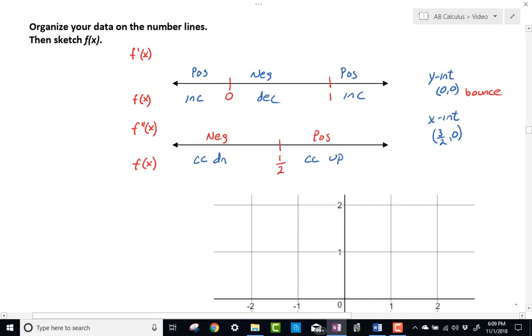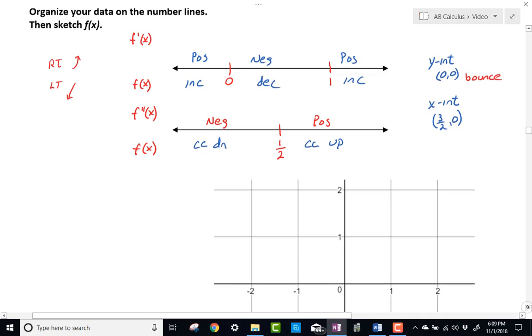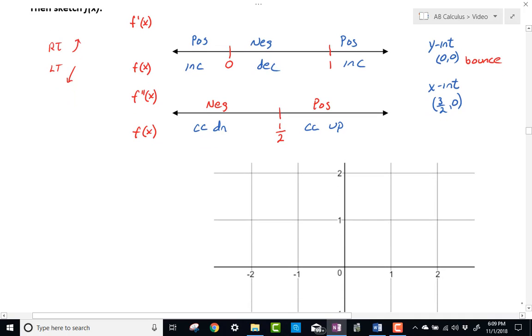What else did we have from the first page? We knew that the right side was up. Okay? So we knew that the right was up. We knew that the left was down. So we know that's happening. We already talked about the domain and range. We should see that in just a minute. And now we're going to attempt to put all of this information on this graph right here. Okay?